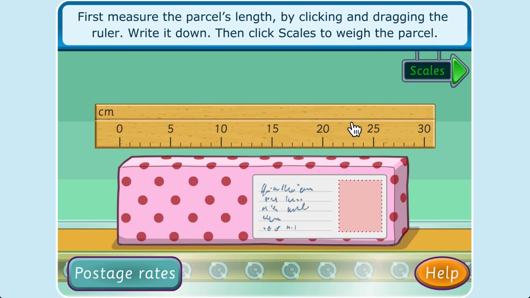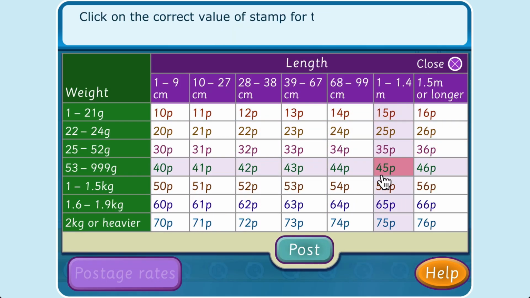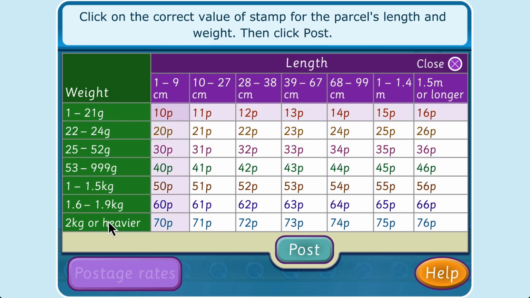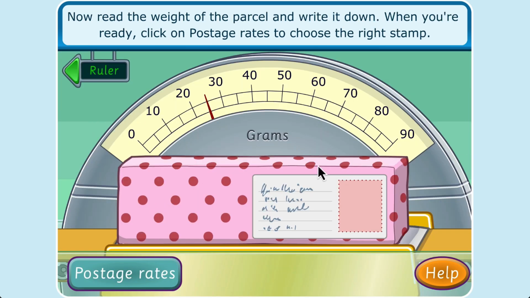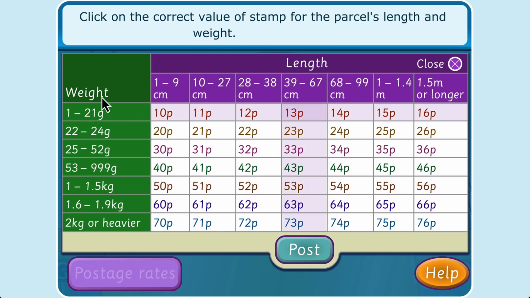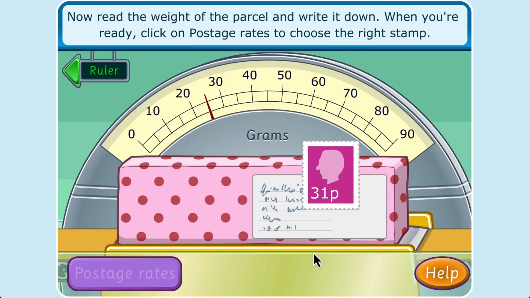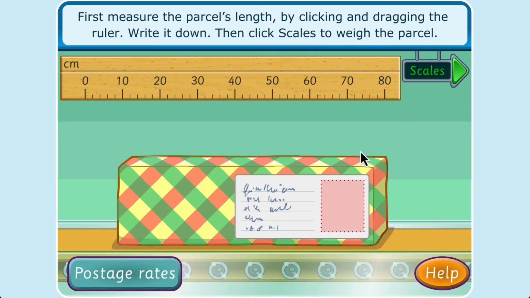So this is 0 and it's not 25 and not 30, but in between. As you can see, after the 25, 26, and then 27. Now, can I know which one is it? No, I also need the weight. So, I will go to the scale. This parcel is 25 grams. So, I need the postage rates to be between 25 to 52 grams because it's 25 grams and it was 27 centimeters. So it's this one. Ready? Good job!